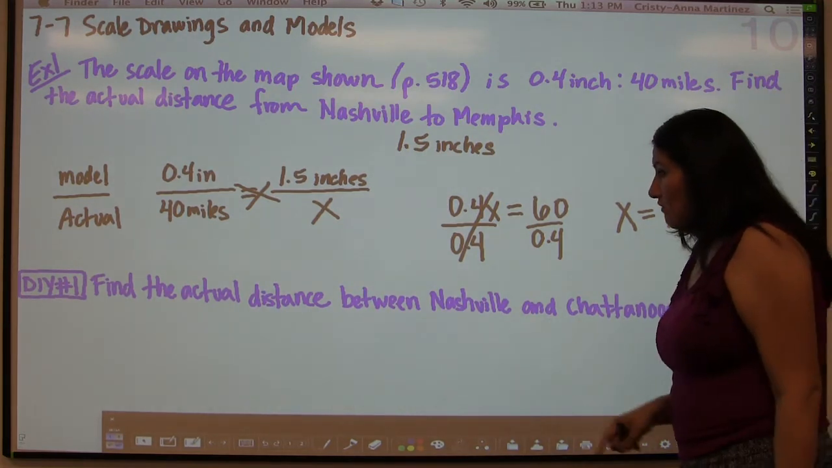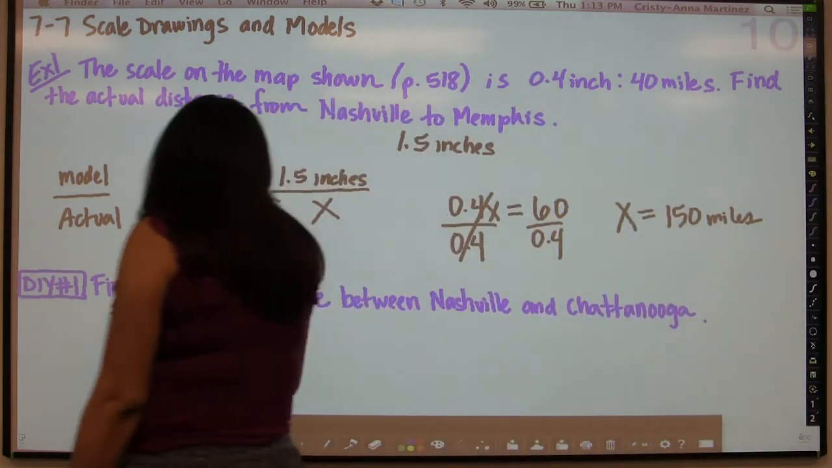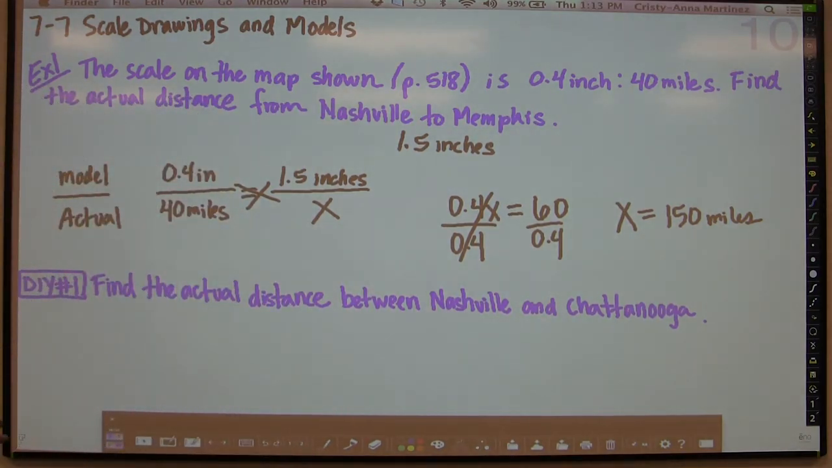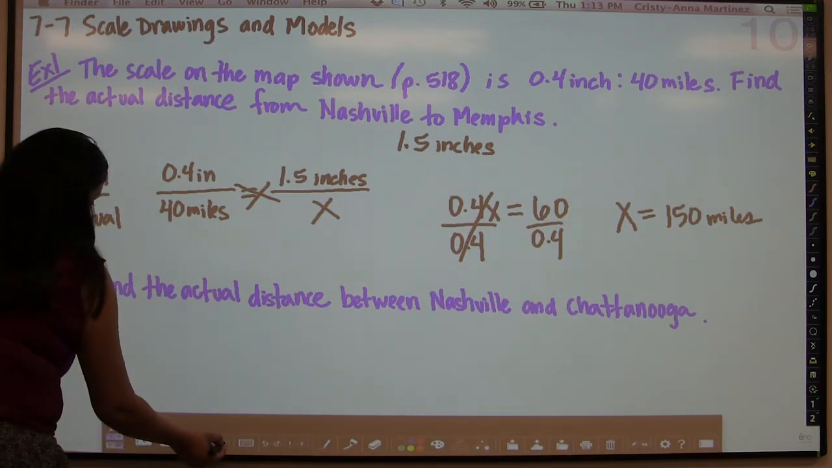So there's a do-it-yourself question here. It says find the actual distance between Nashville and Chattanooga. Again, you're going to need a ruler, and you take your little map and you'll measure the distance between Nashville and Chattanooga, and then go from there as far as setting a proportion.